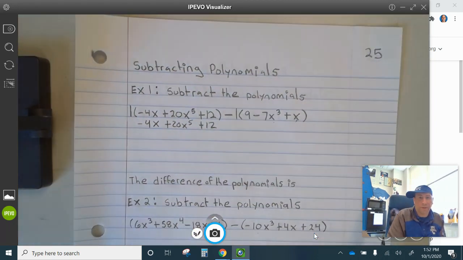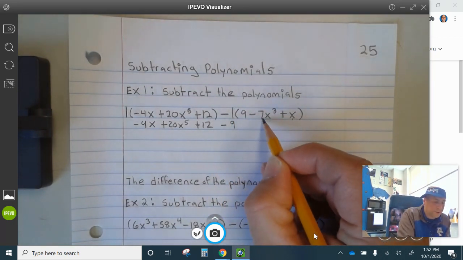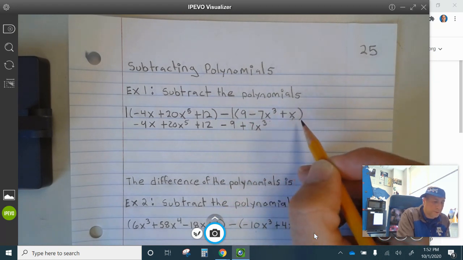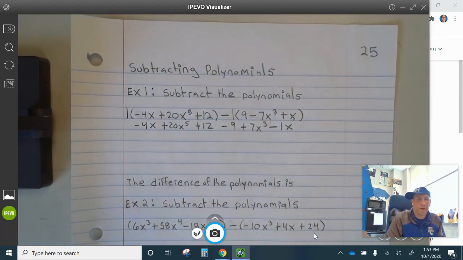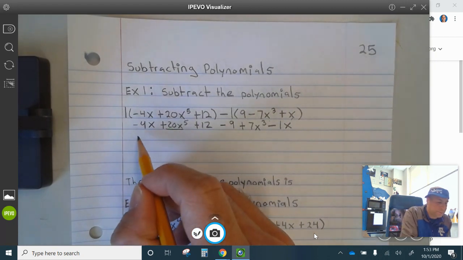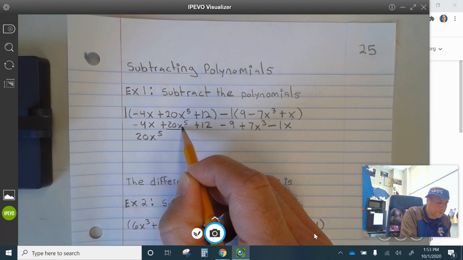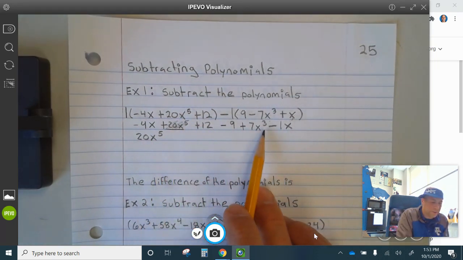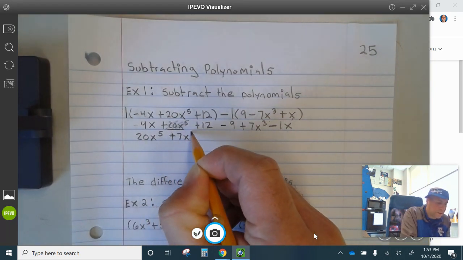But now we need to multiply everything by -1. So -1 times 9 is -9. -1 times -7x cubed is plus 7x cubed. -1 times x is a -1x. Okay? Now we find the highest term, which is 20x to the 5th. So we're done with that. It looks like we don't have any x to the 5th. We don't have any x to the 4th. So the next highest is plus 7x cubed.